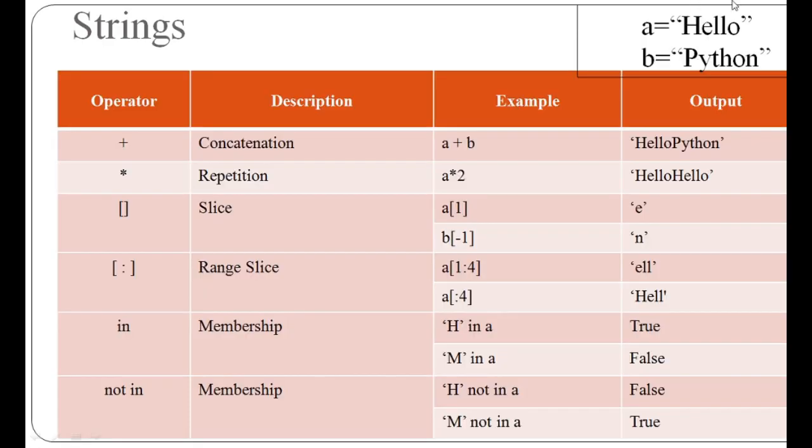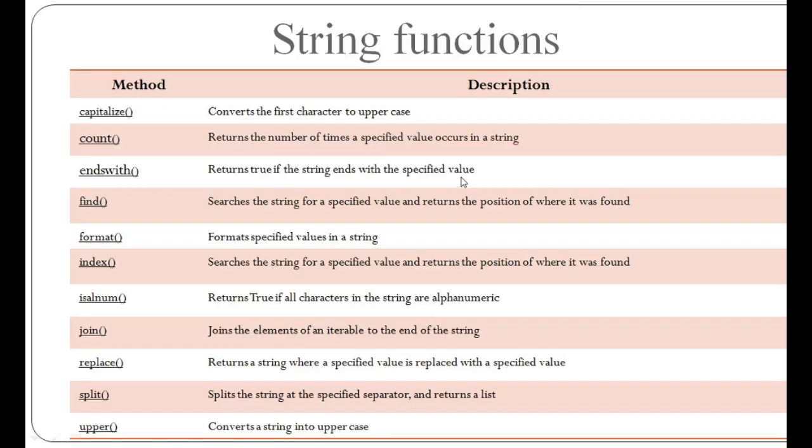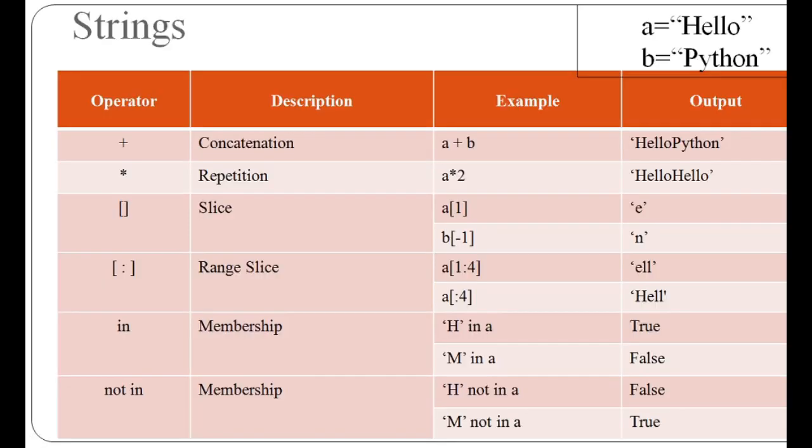Suppose I have two variables A and B, Hello and Python. I want to concatenate those two. I can use the operator plus. Repetition will be repeating the values multiple times. Suppose I execute A star 3, it will be repeated 3 times.